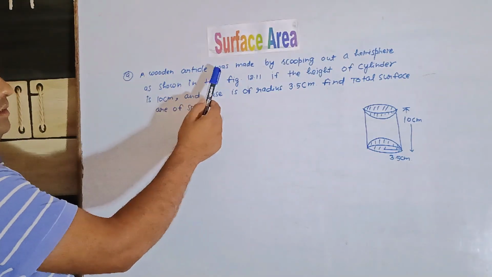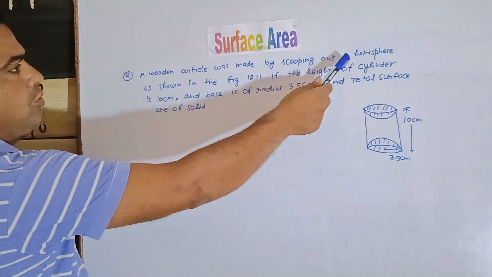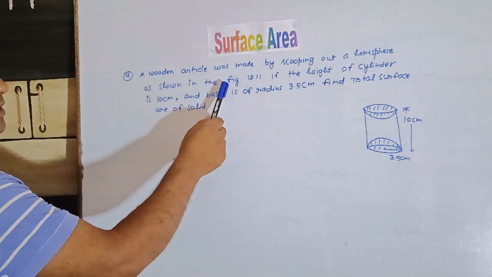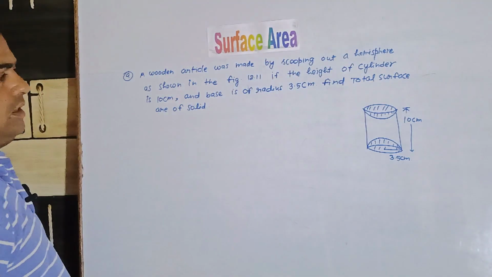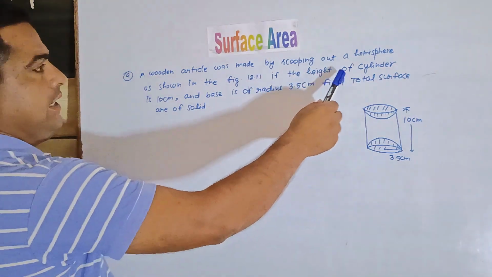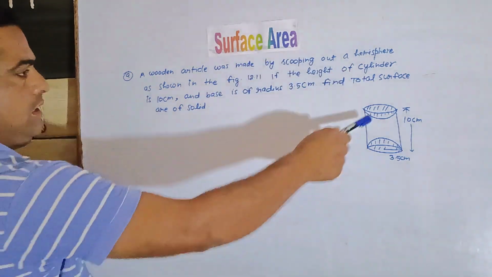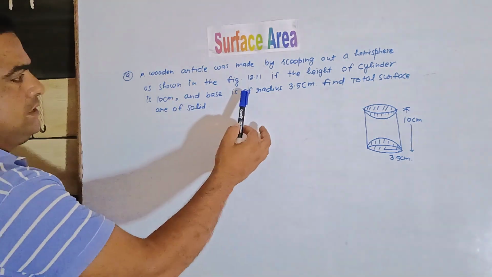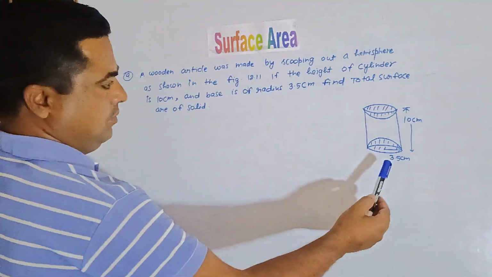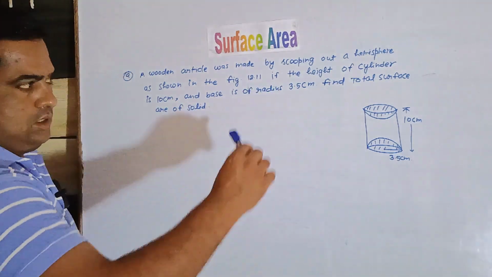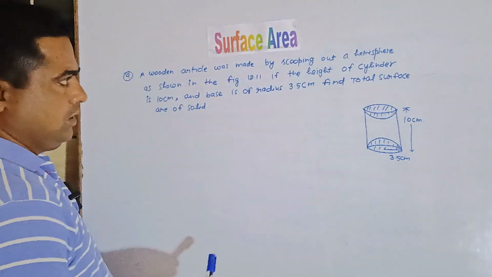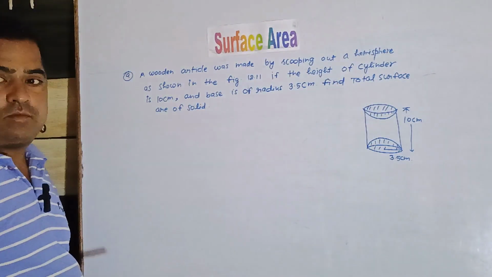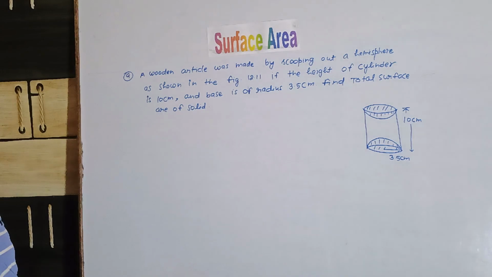A wooden article was made by scooping out a hemisphere as shown in figure 12.11. According to the book, the height of the cylinder is 10 centimeter, and the base is of radius 3.5 centimeter. The base of this article is 3.5 centimeter. Find the total surface area of the solid. Students, we have to find the total surface area of the solid.